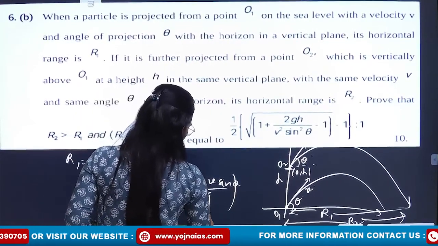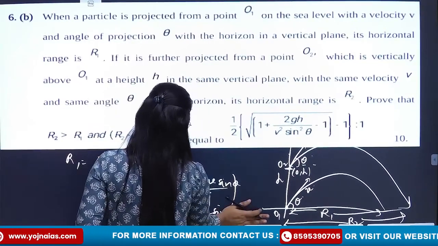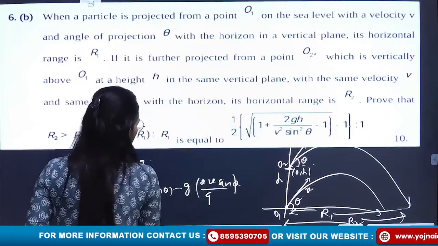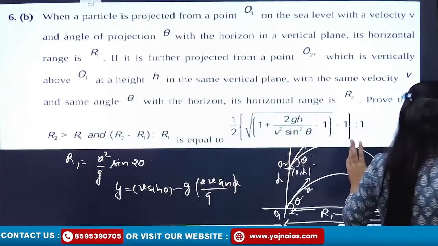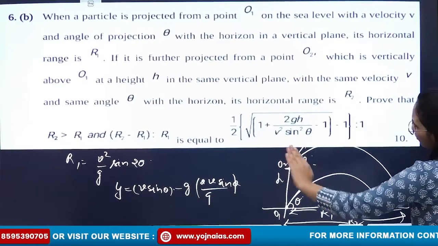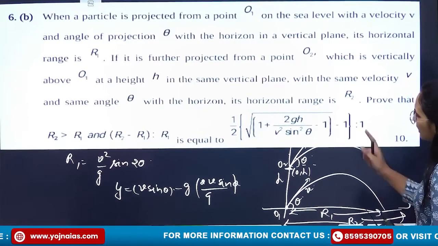Solve this. After that, since it passes through R2, the point (h, 0) would satisfy this equation, and then the range R2 will be obtained, and then calculate R2 minus R1. After manipulation, that would be the result.